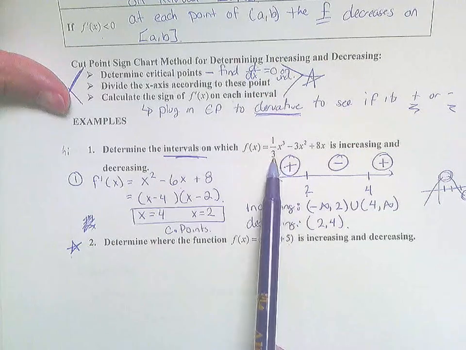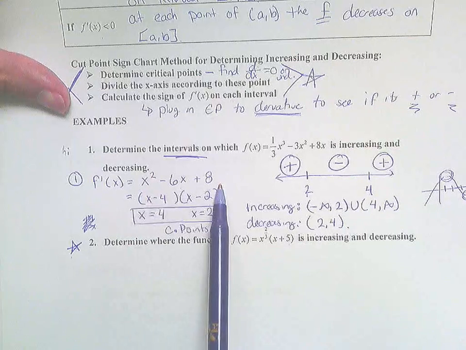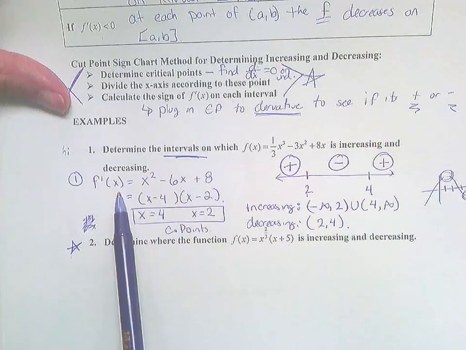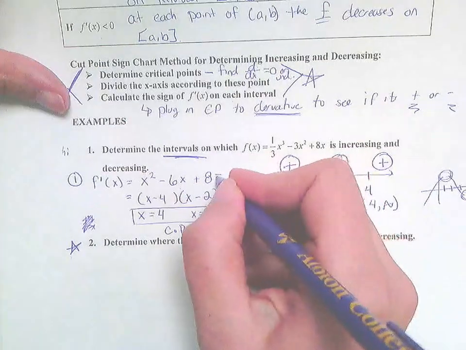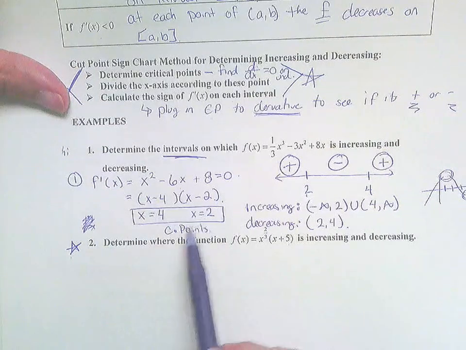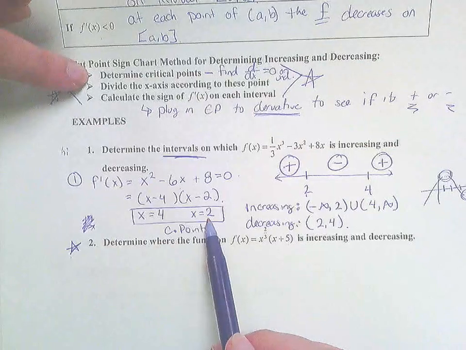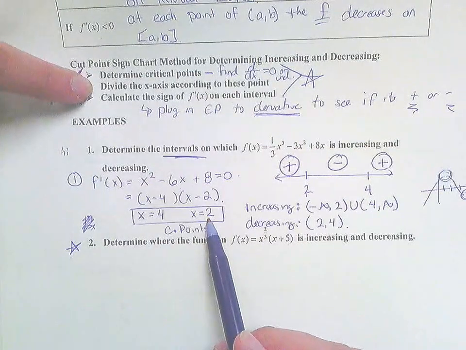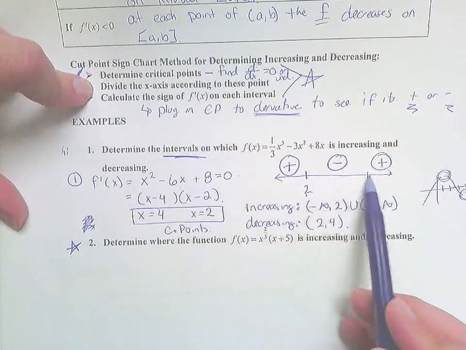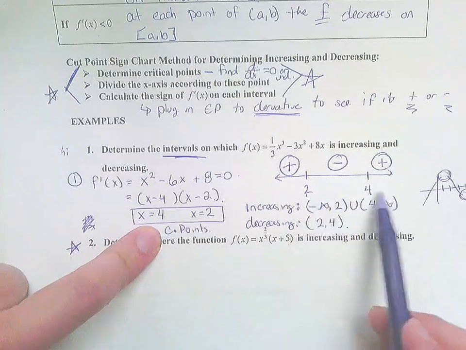The derivative of 1/3 x cubed minus 3x squared plus 8x is x squared minus 6x plus 8. Now, in order to find where the derivative is 0, we're going to factor, and we're going to use the zero product property, and then these two are my critical points. So that was step 1, determining the critical points. Step 2, we want to divide the x-axes according to these points, and basically just draw a number line and put those points on the x-axes.